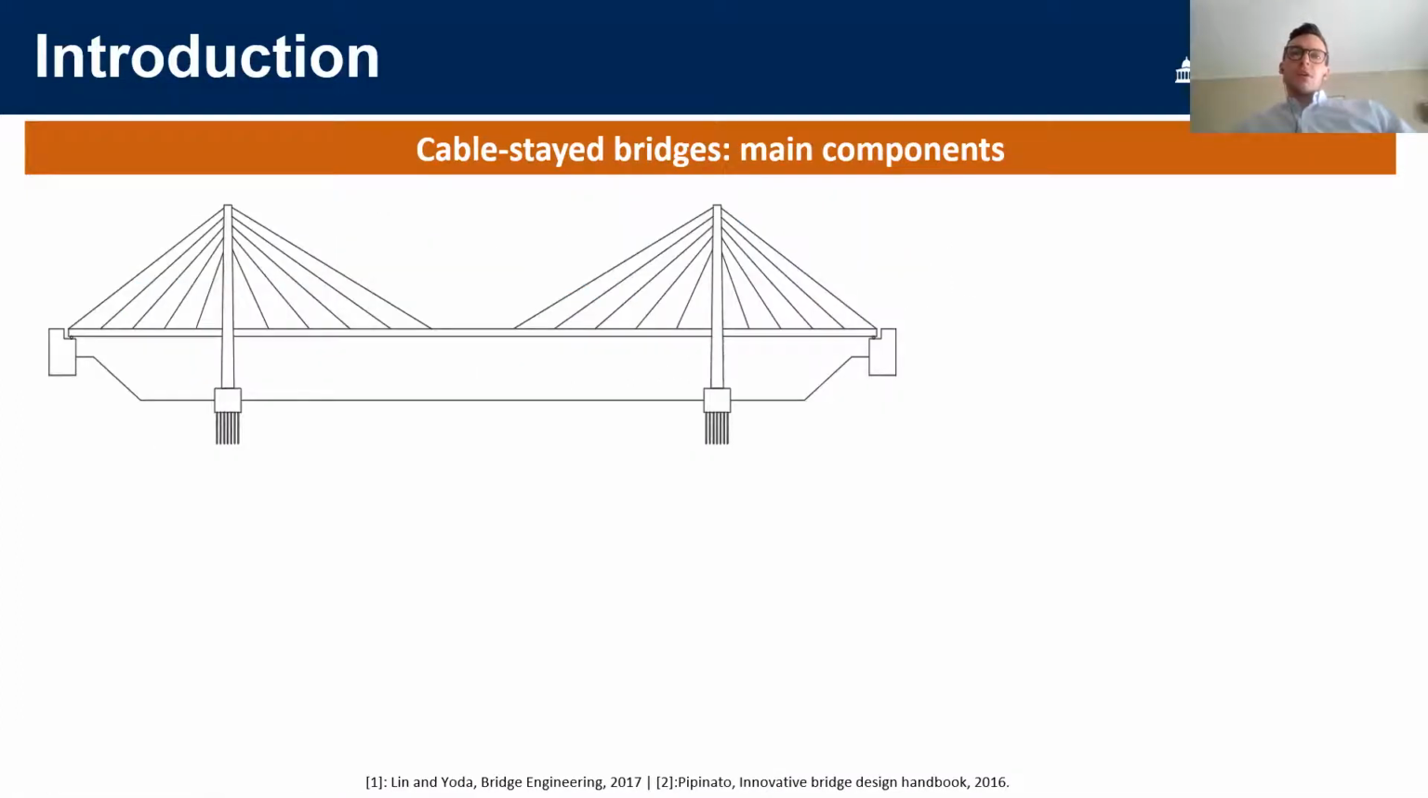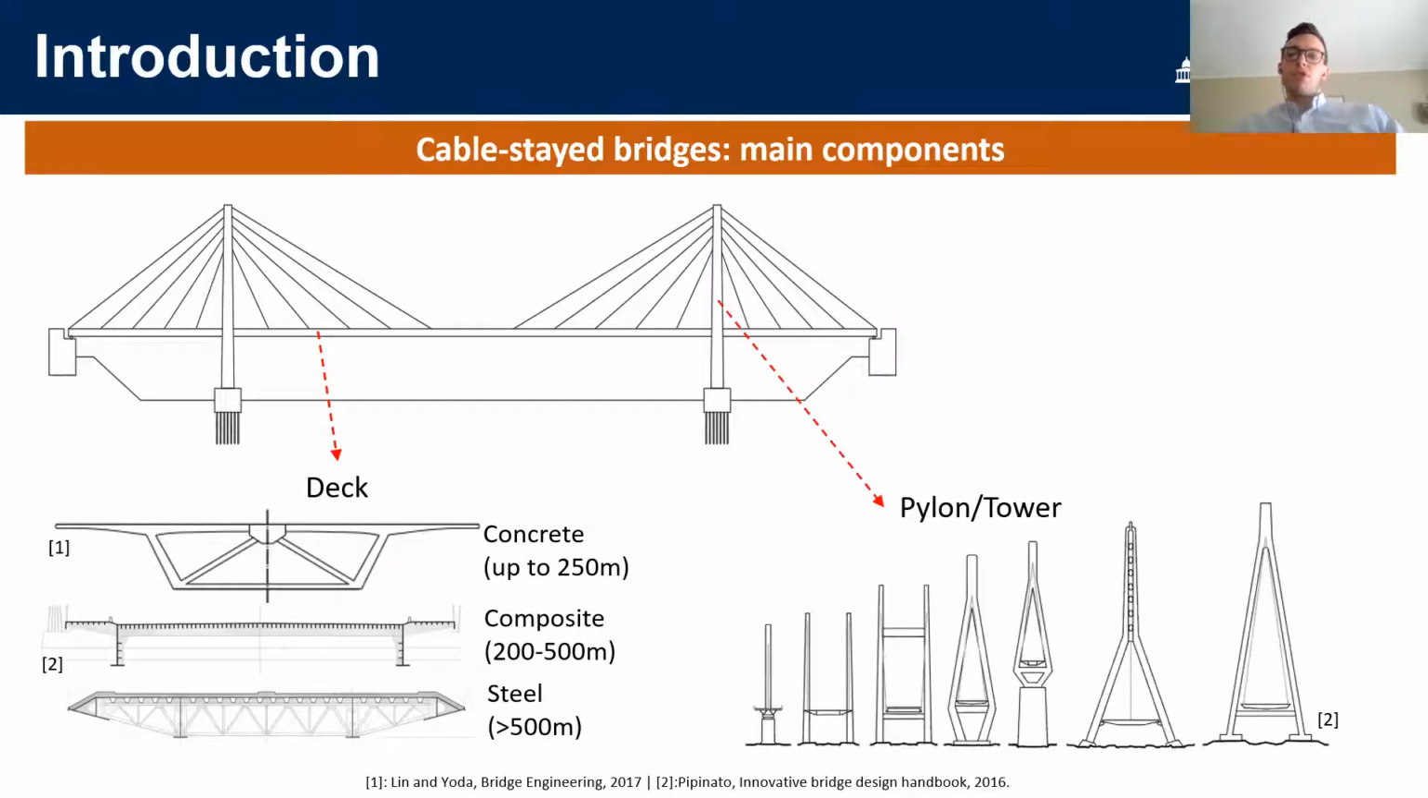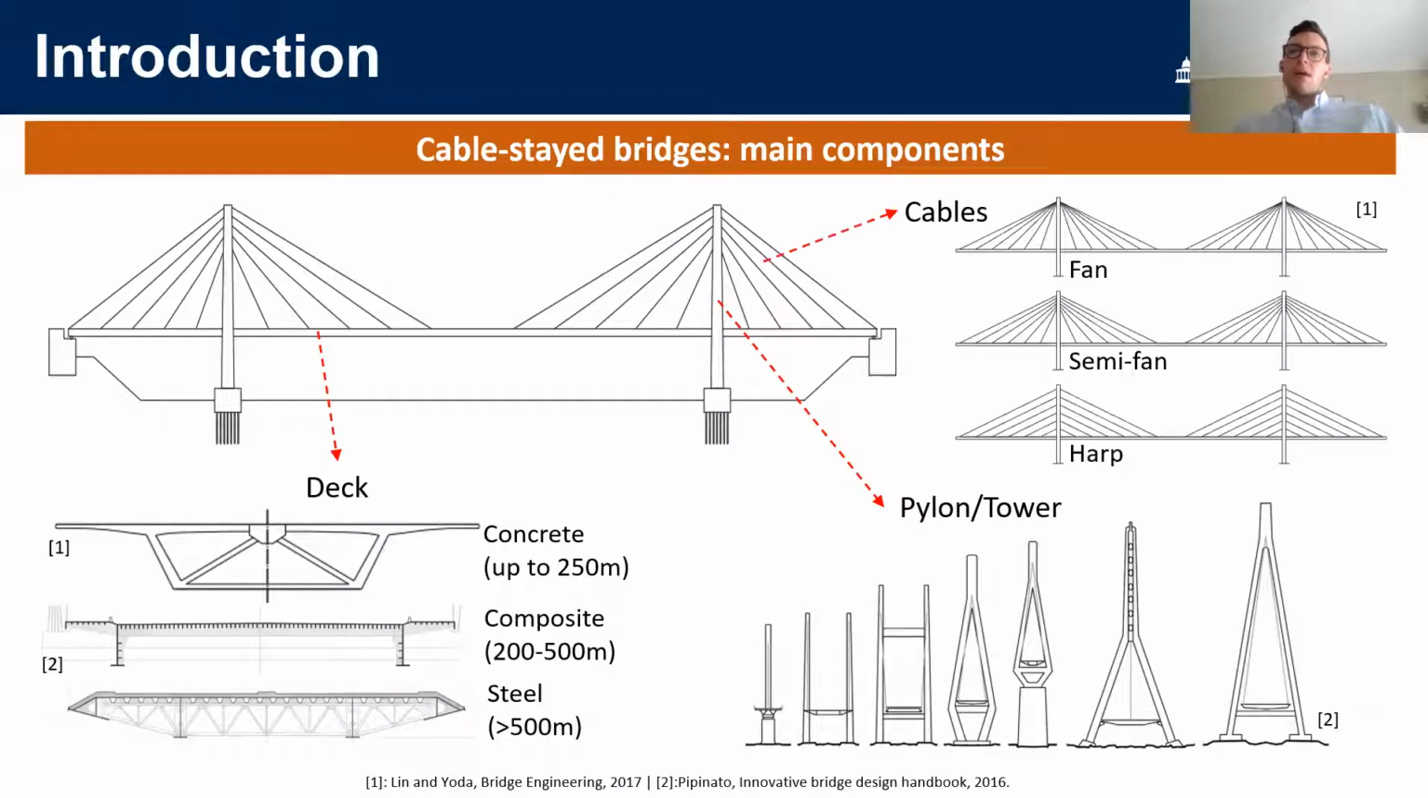Cable-stay bridges consist of three main components. First, we have the deck, which might be built in concrete, steel, or it might be a steel concrete composite structure. Then we have the pylons, which can have these different shapes. As you can see here, for example, an H-shape, diamond shape, or A-shape. And then we have the cable system.